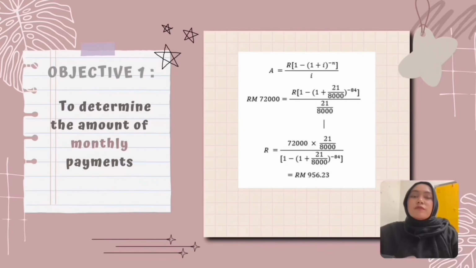For objective 1, we need to use the formula A equals R, open bracket, 1 minus open bracket 1 plus i, close bracket, to the power of negative n, close bracket, over i. So RM 72,000 equals R, open bracket, 1 minus open bracket 1 plus 21 over 8,000, close bracket, to the power of negative 84, close bracket, over 21 over 8,000. Then R equals 72,000 times 21 over 8,000 divided by open bracket 1 minus open bracket 1 plus 21 over 8,000, close bracket, to the power of negative 84, close bracket. And the result is RM 956 and 23 cents.